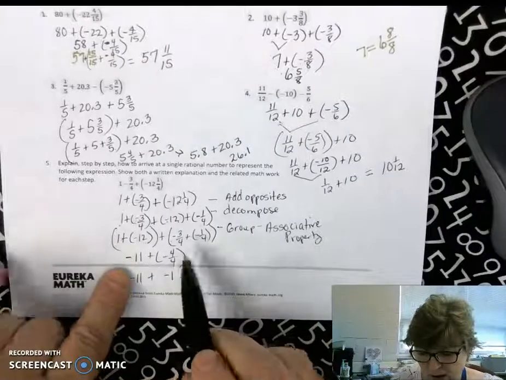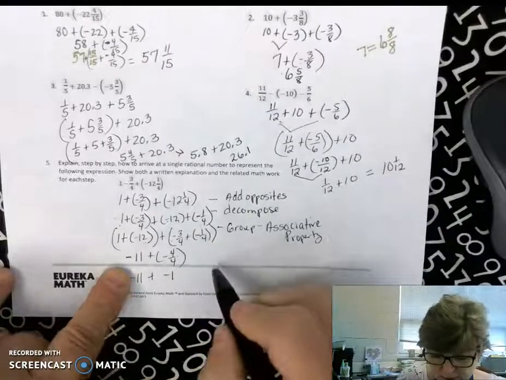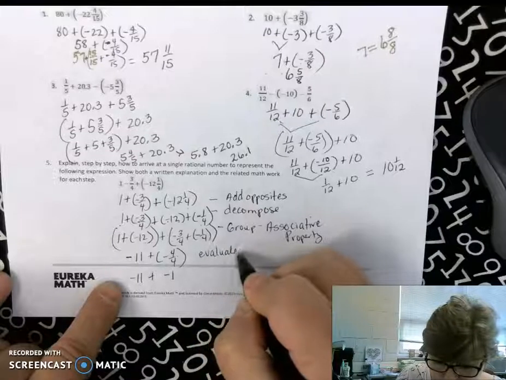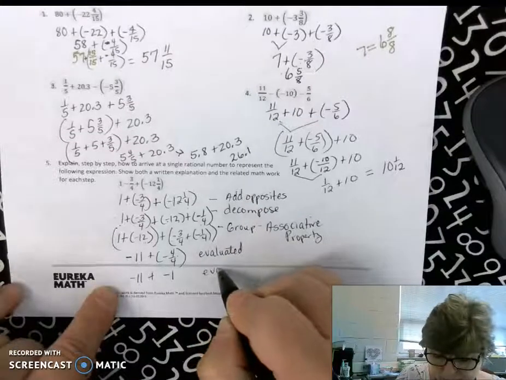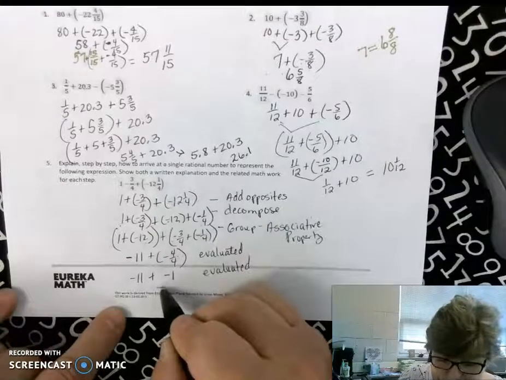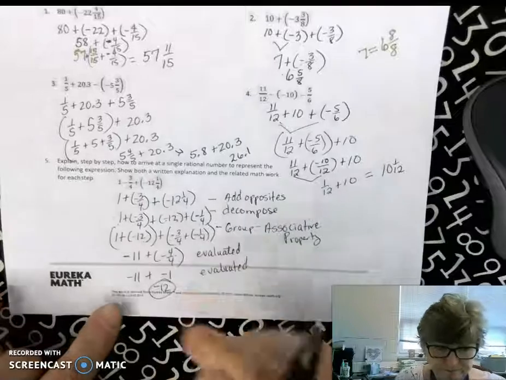So here, I did my groupings, all right? Then I evaluated, and I evaluated, and I have a final solution of negative 12.